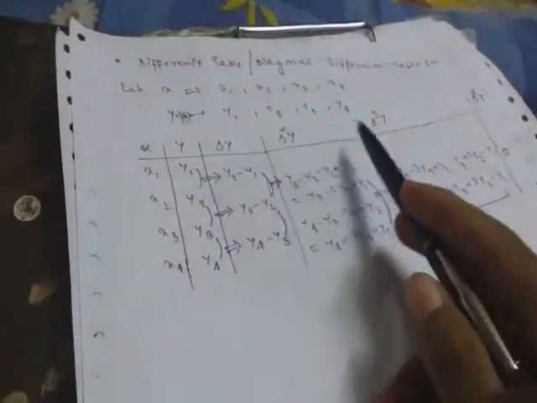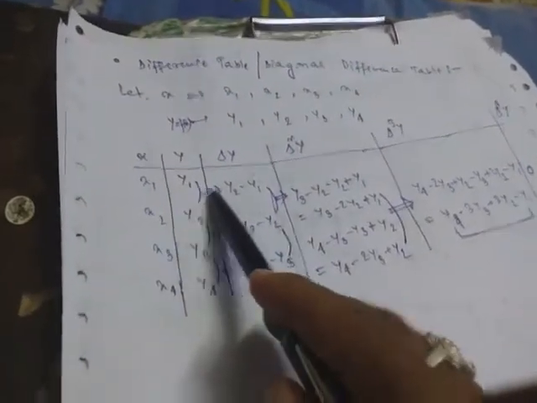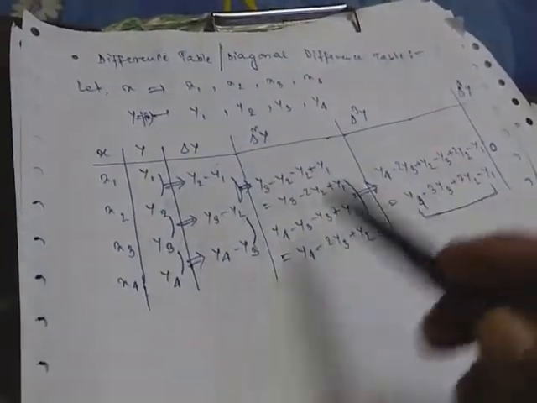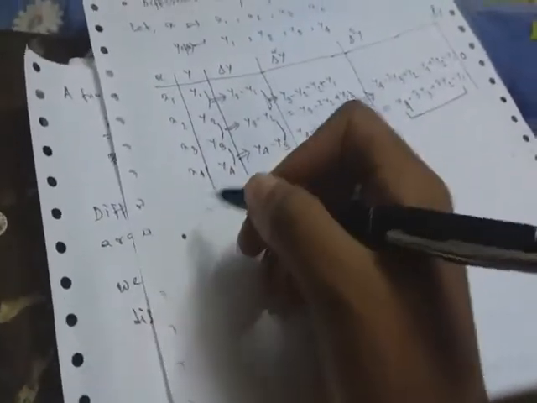So this is called the difference table, and this is called the diagonal difference table, because see, it creates a nice diagonal pattern. Now let's focus on an example, and we will end part 1 of interpolation here.